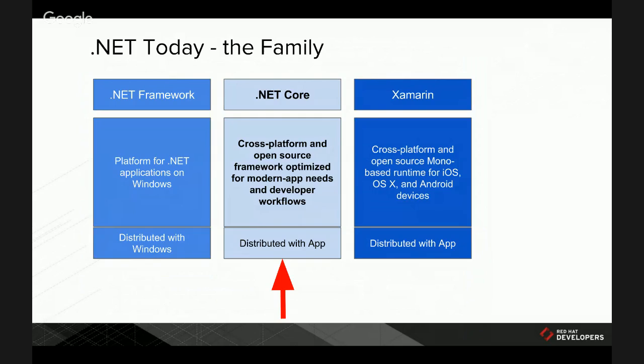What's new here is .NET Core, and that is where we're focused here at Red Hat Enterprise Linux, right? So the RHEL product that we have, technology, running .NET Core as a first-class citizen there, that's the part we're focused on. That's the new cross-platform, fully open-sourced, built for these new modern developer workflows and modern app needs. And the cool thing about it is it's distributed with your application.